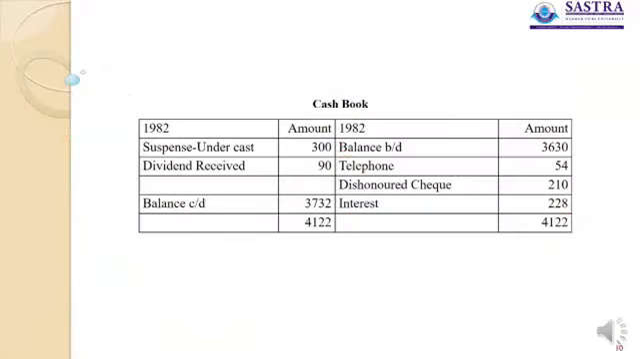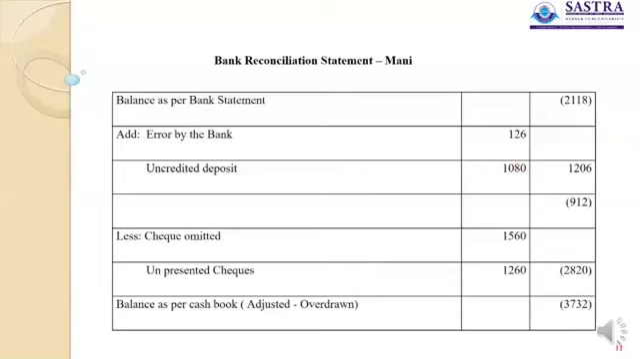The cash book is just taken as 3630, 54, 210, 228 added, 4122, and deducted with or differentiated with this 390. So what has happened? 3732 is the closing balance of the cash book over. Such overdrawn balance is arrived at putting the symbols here. See, 2118 unfavorable balance.